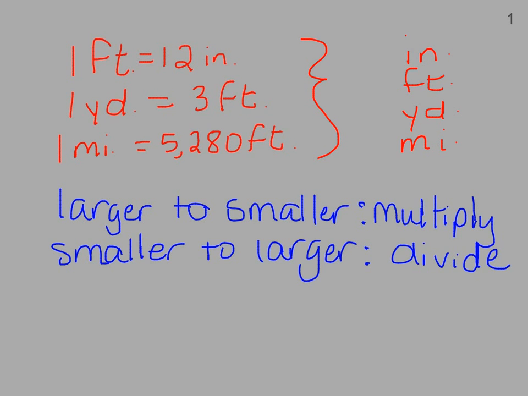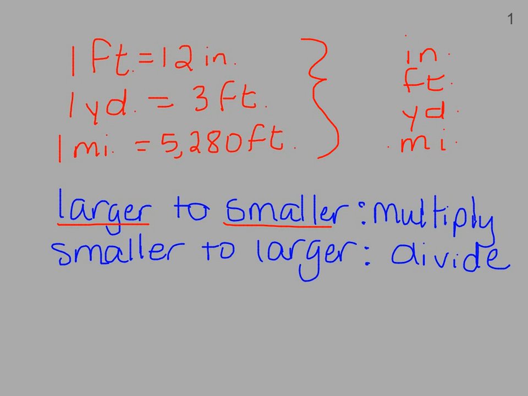Whenever you're converting from a larger measurement to a smaller measurement, so if your larger measurement is first, say feet, and you want to convert to inches, which would be a smaller measurement, you're going to multiply. So anytime you're going from miles to yards, or miles to feet, or miles to inches, anything like that, from a bigger one to a smaller one, you'll have to multiply because you'll have more of it.